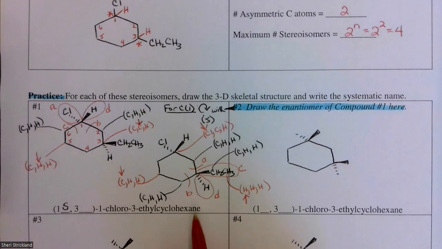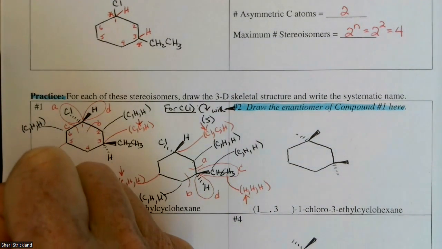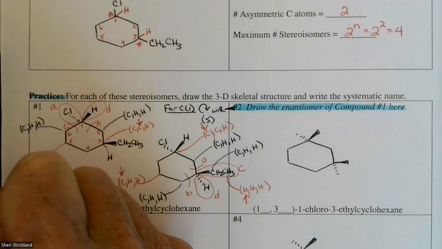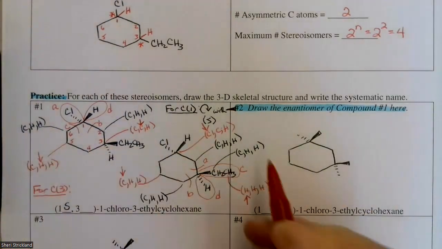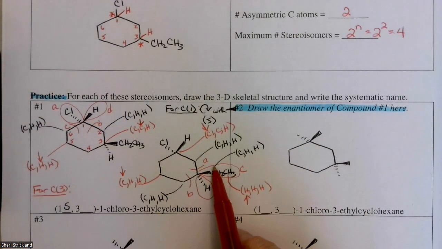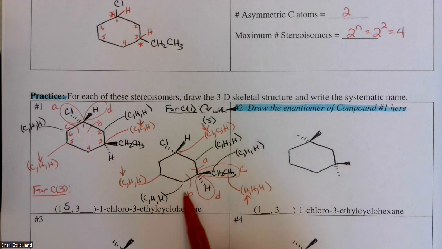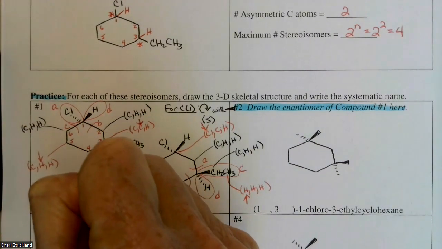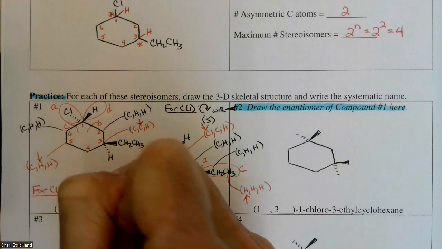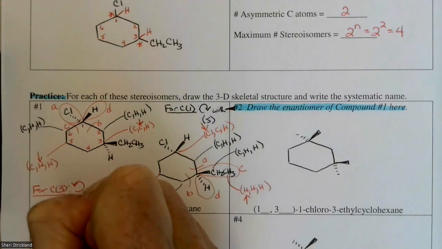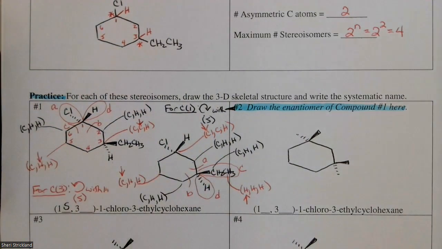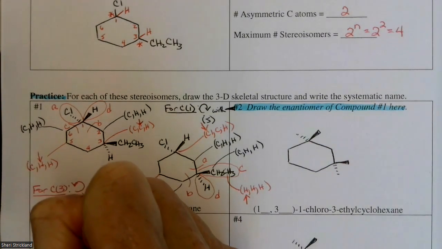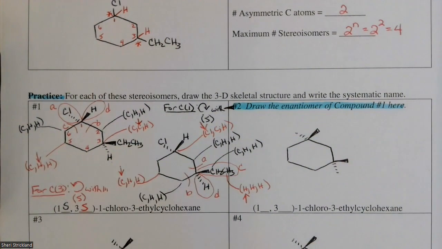So we've got, for C3, we've got A to B to C as counterclockwise, with the group of lowest priority pointing back. And that's also S. Okay. 1S, 3S is what we've determined for the stereochemistry of this stereoisomer.